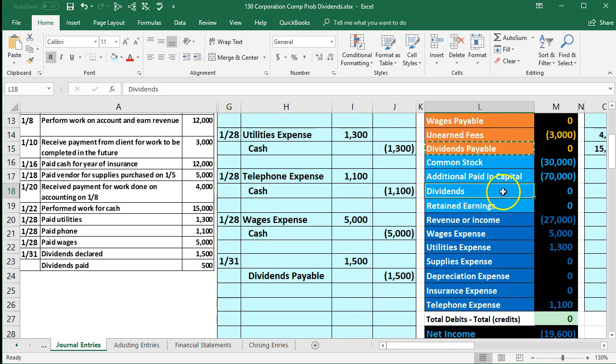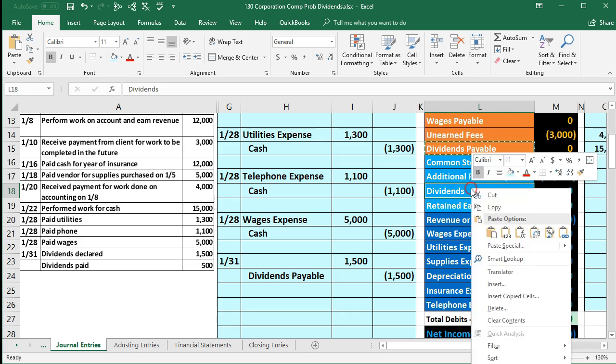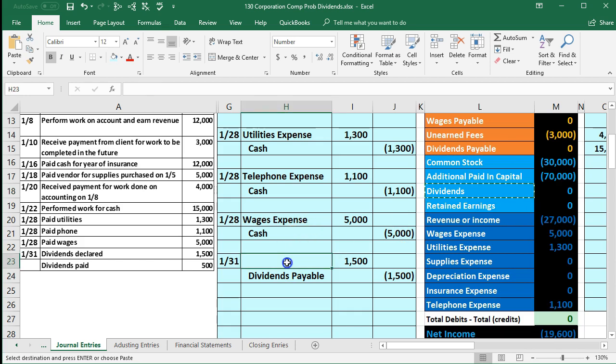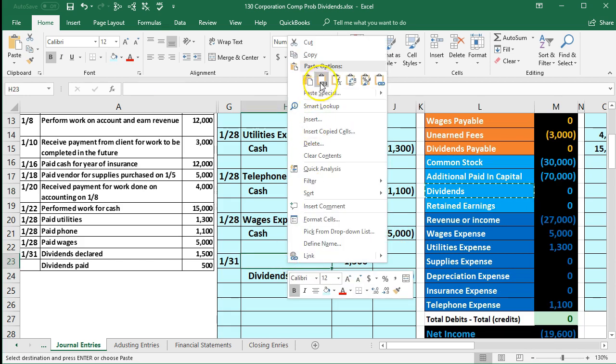But in any case, we're going to decrease the equity section. So I've put it here like we would see if we had draws. It's similar to draws. It's going to be a contra equity account. Equity accounts having credit balances, we're going to do the opposite thing, draws going up with a debit rather than a credit. So we're going to copy the dividend, right click and copy, and paste that to the debit side in H23.